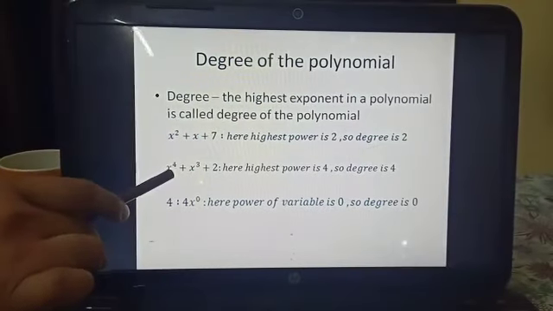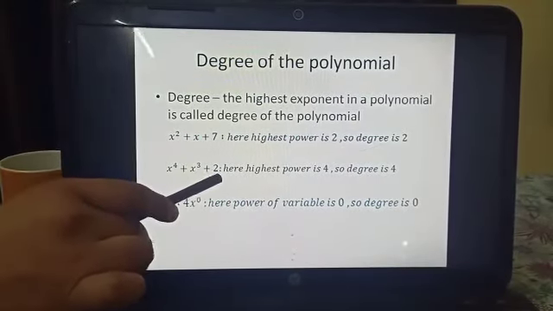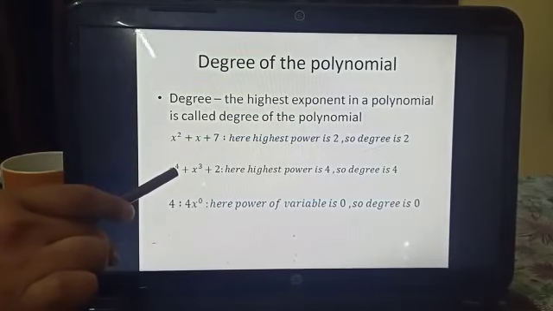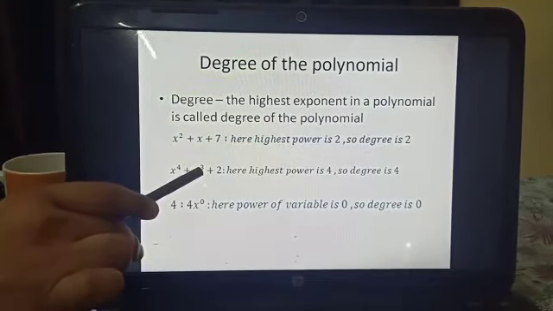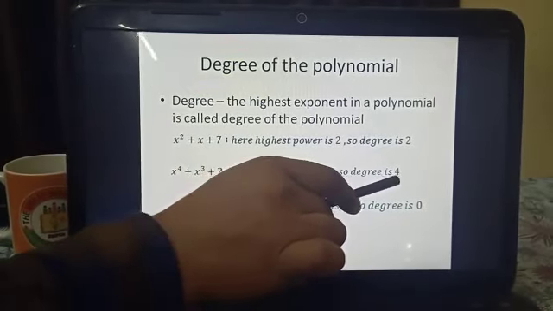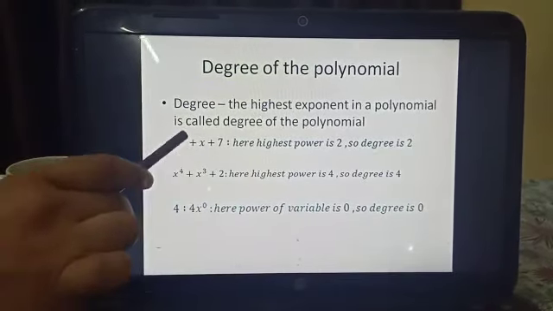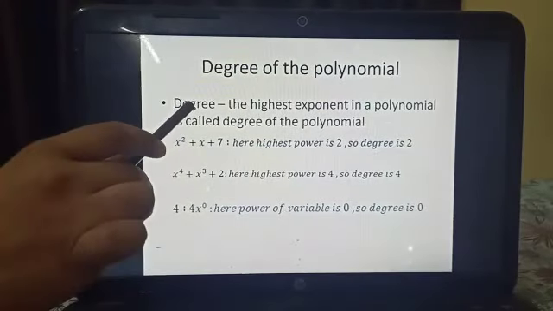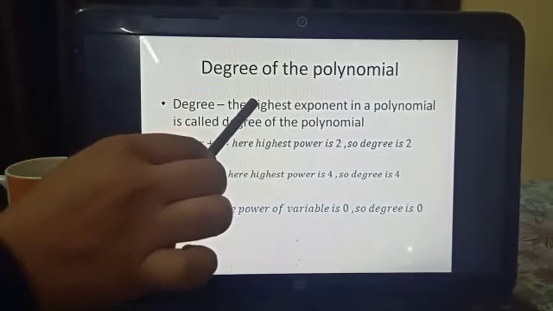Let's take another example: x power 4 plus x power 3 plus 2. Here the highest power of the variable is 4, another variable's power is 3, but the highest power is 4. As the highest power is 4, the degree is 4. So what we have observed is that for the degree we have to remember the highest power.